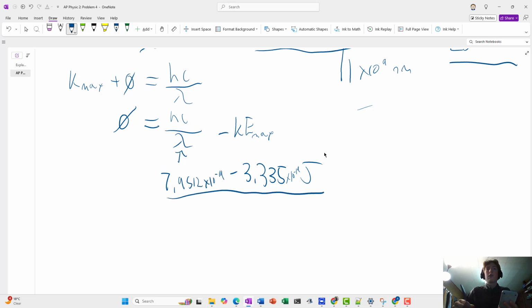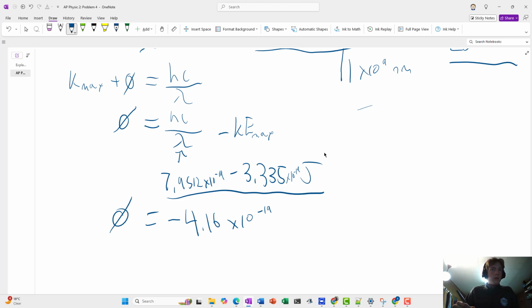We'll subtract this to get the work function. And remember, to avoid intermediate rounding error, you just plug what your calculator has in. So we'll do the 3.33515974 times 10 to the negative 19th. And we'll subtract this from 7.9512 times 10 to the negative 19th. And we get our work function to be negative 4.16 times 10 to the negative 19th.